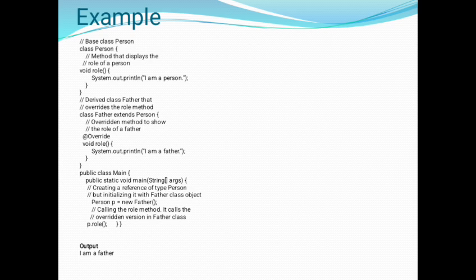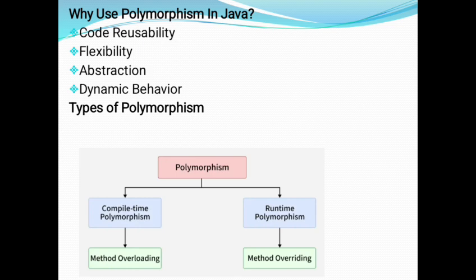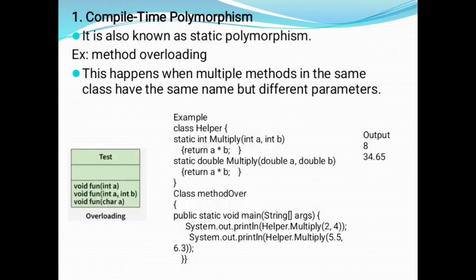This is the simple coding for polymorphism. Next, why can we use polymorphism in Java? Code reusability, flexibility, abstraction behavior and dynamic behavior. These four reasons we can use polymorphism in Java. Types of polymorphism are runtime polymorphism and compile time polymorphism. We can explain in detail.